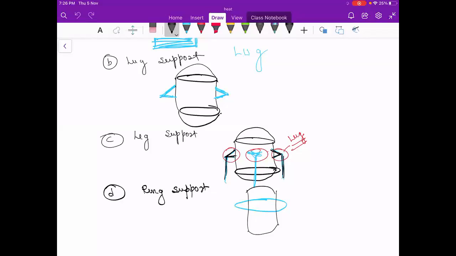Ring support. See, ring will be like this. When you insert something in that, it will be tightened by any screw. After inserting in that, it can be tightened by the screw.